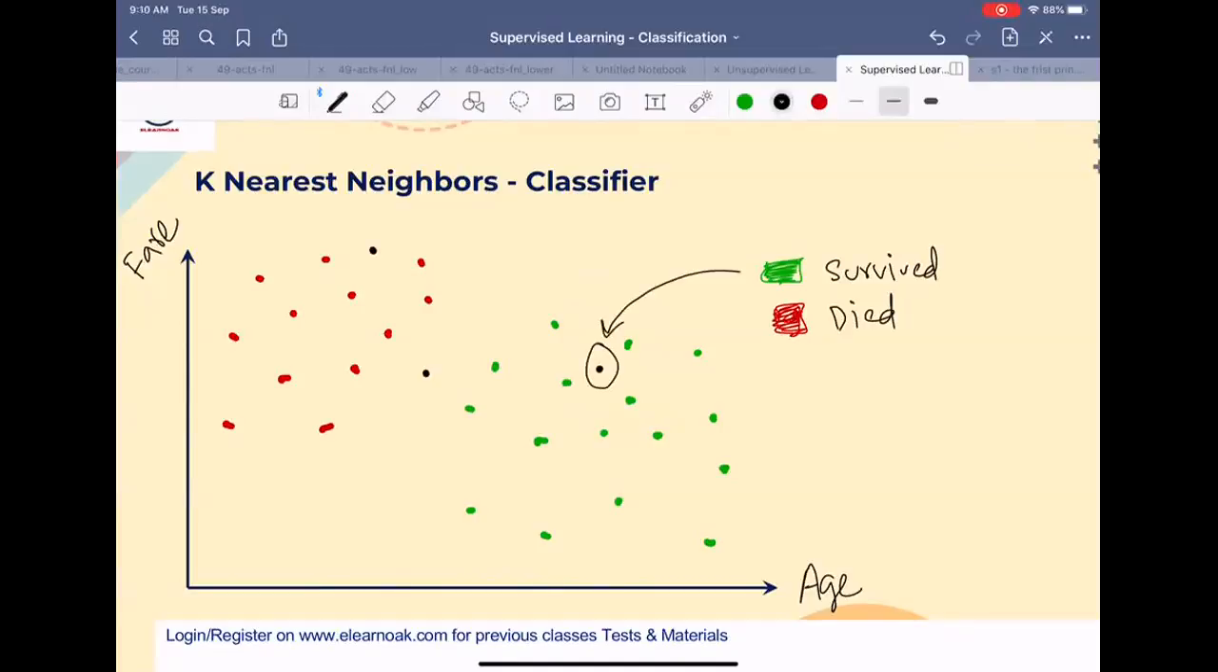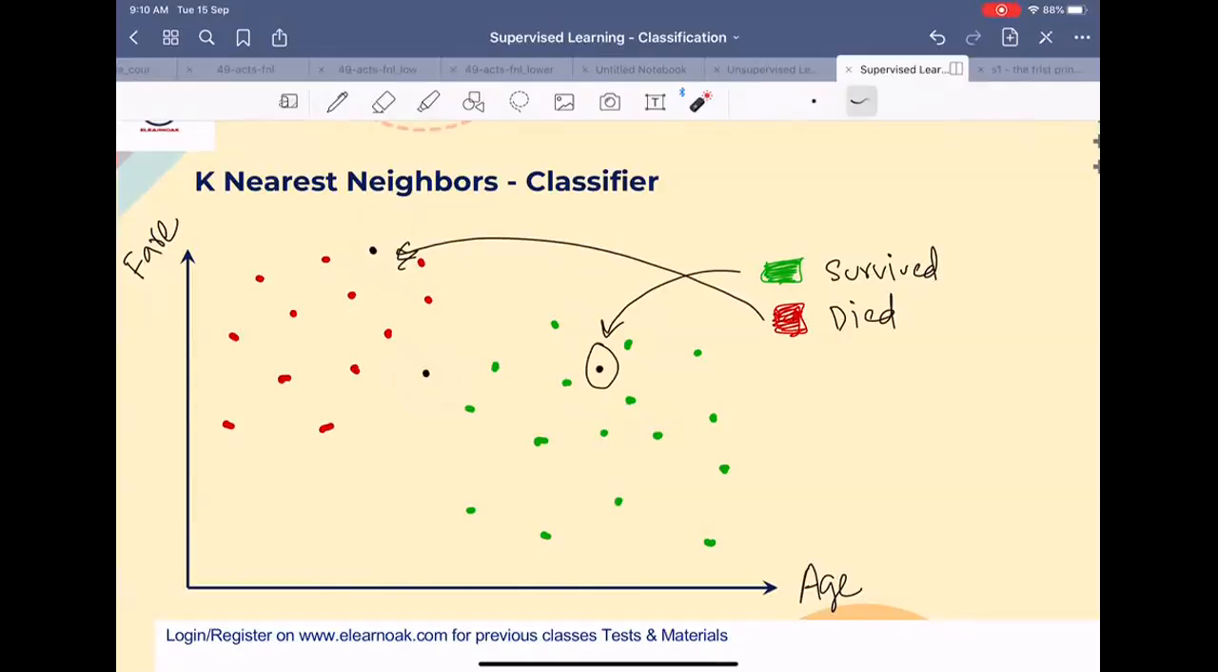When I look at a data point like this, where the three closest neighbors are red, then I would say that it is also red. And if I look at a data point like this, I would have to look at the closest neighbors again.